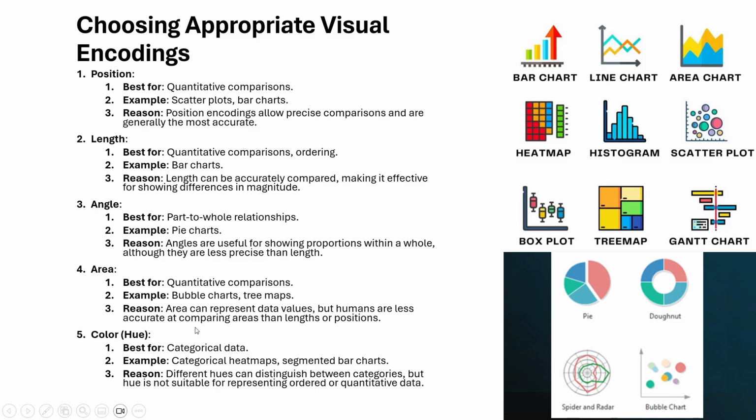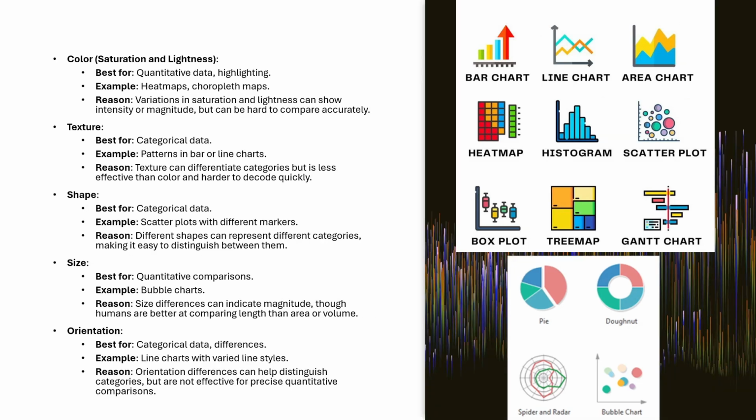The next element is color, especially the hue value of color. It is used for categorical data, as we already discussed. It is used in categorical heat maps and segmented bar charts. In a heat map, you can see that by varying the hue value of color, I can represent different magnitudes of the data. But hue is not suitable for representing ordered or quantitative data, which you have to note down.